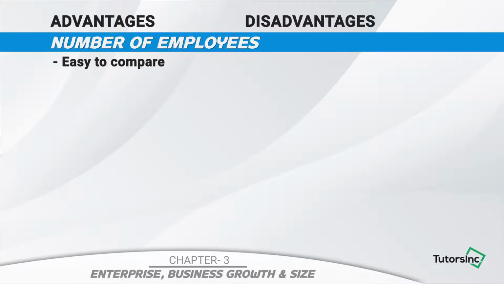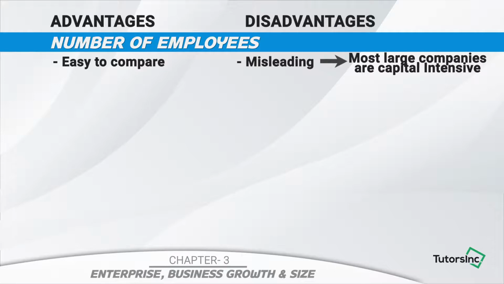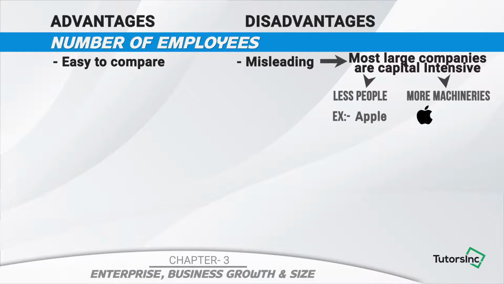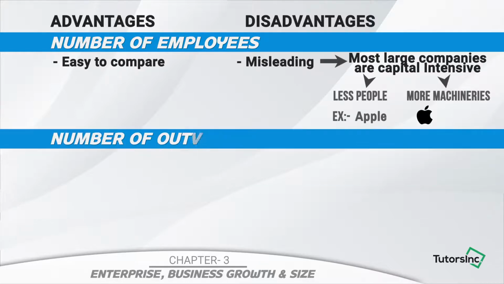Though it is an easy method to calculate and compare businesses, there are a few disadvantages of using this method. It can be misleading as most of the biggest companies in the world are capital intensive, with less people and more automated machineries. A prime example could be Apple. Next, we have comparing by the value of output a company produces.